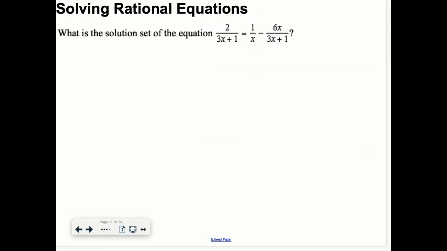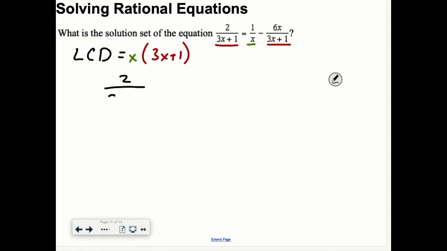So what is the solution set of this one? Same deal. We're going to do the LCD, and that's going to have to equal, I see this and this as factors. I see this as a second factor. I always just like putting the variable by itself first. You don't have to. That's perfectly up to you. So then, I'm just going to rewrite everything and multiply it through by my LCD.